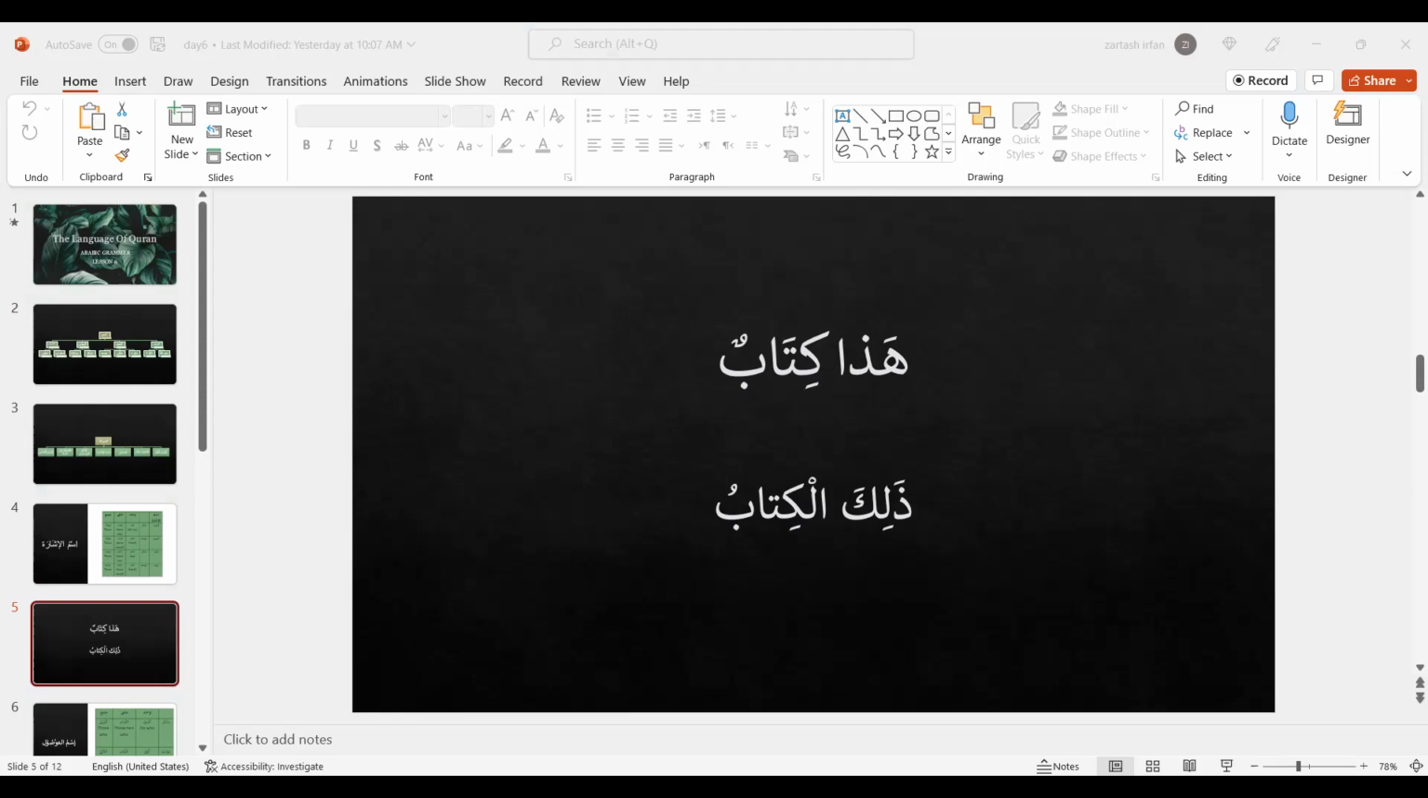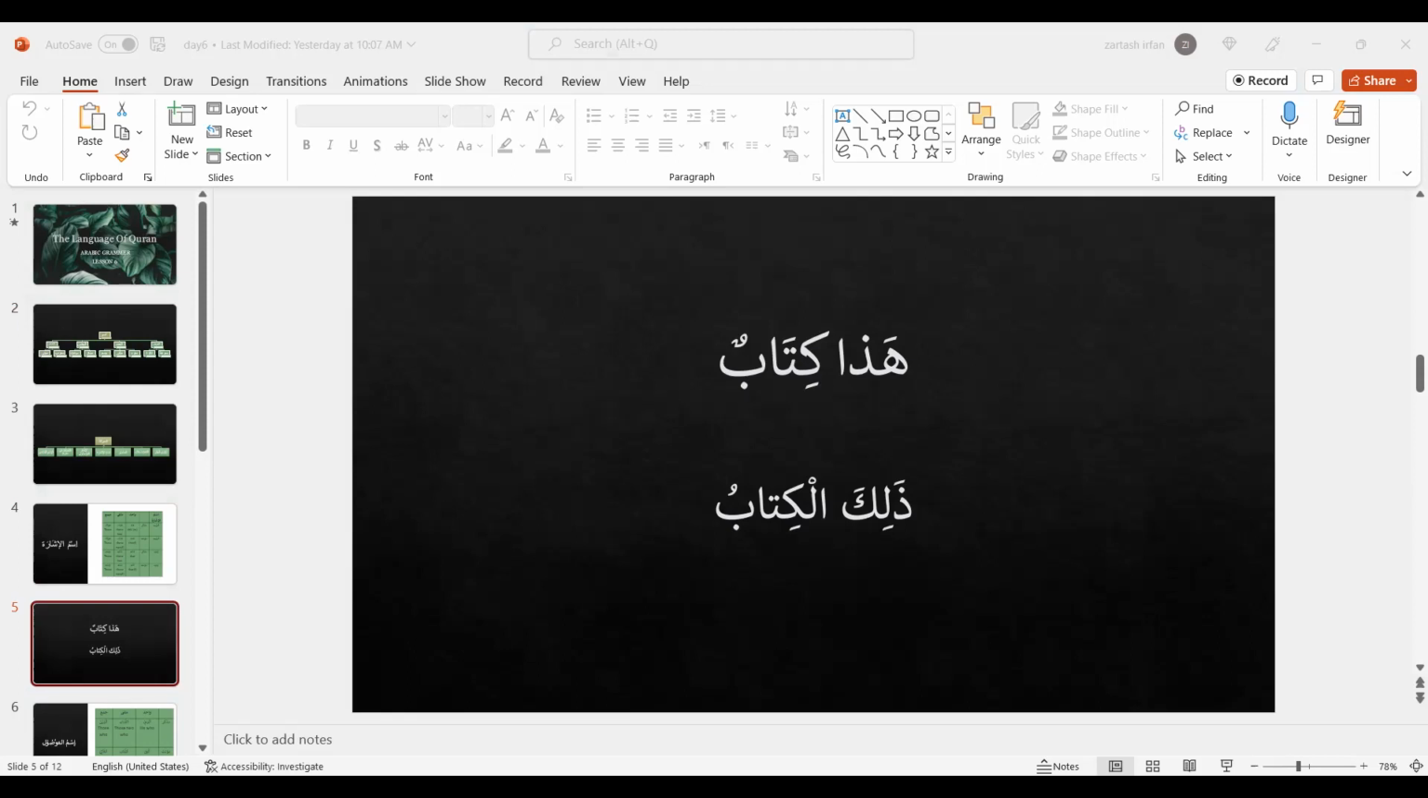It has this prefix al, which does not complete the sentence, because this will be a phrase. It is not a complete sentence. We are going to discuss it in the next lessons when we study types of sentences. So here: haza kitabun, this is a book, and zalikal kitabu, that book.